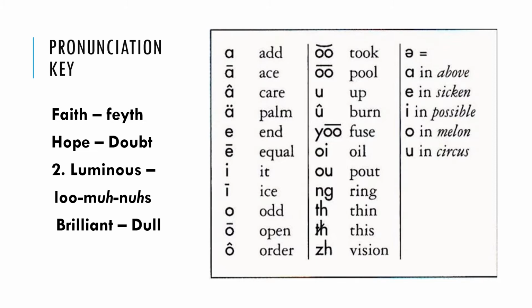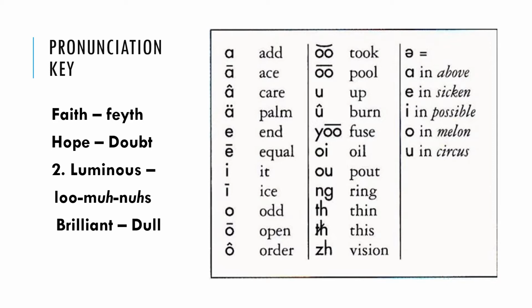Again, take a look at the upside down E. We had this in spelling a few weeks ago, if you remember it. That's the schwa sound, which means it is an unstressed vowel. Gave you a couple examples here of faith.